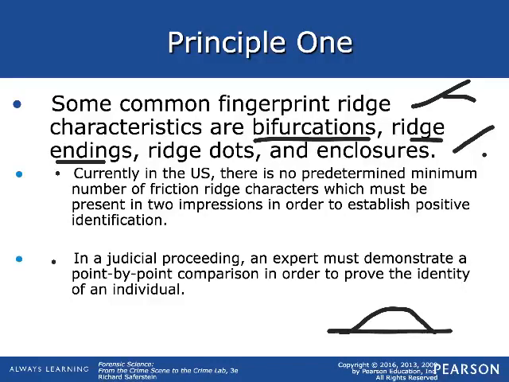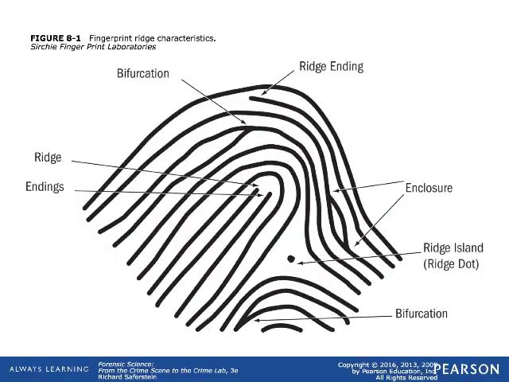Okay, now, in a judicial proceeding, the expert is going to demonstrate point by point the comparison so that you can see that they actually match. So this is a picture, a diagram of a fingerprint, and it's got some things pointed out on it so that you can see them.